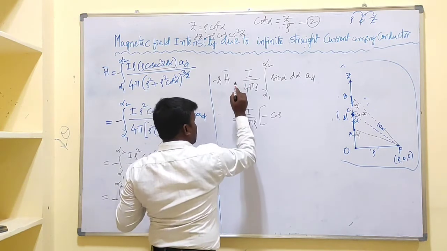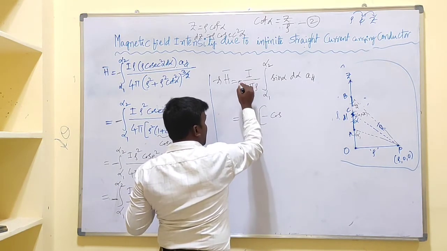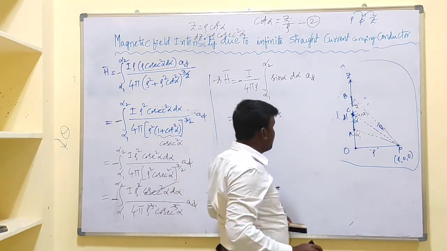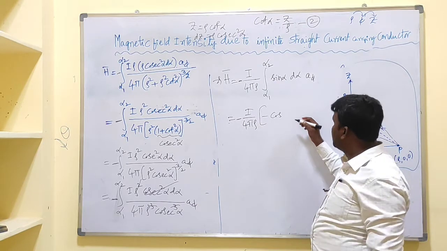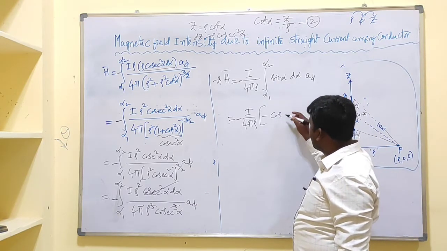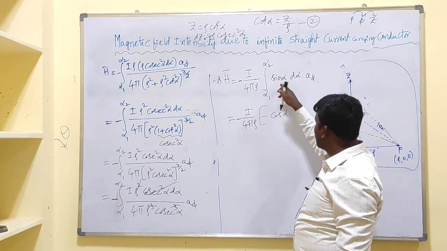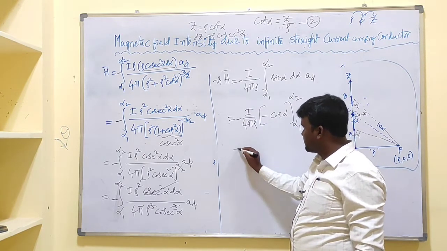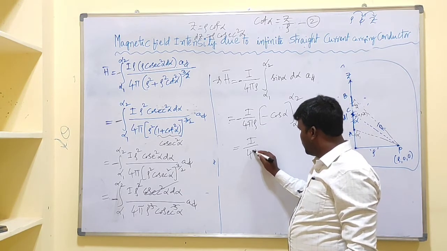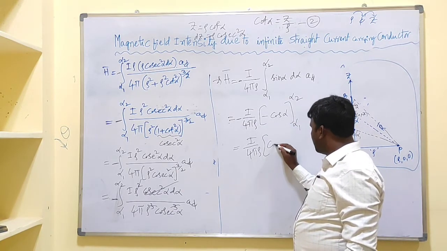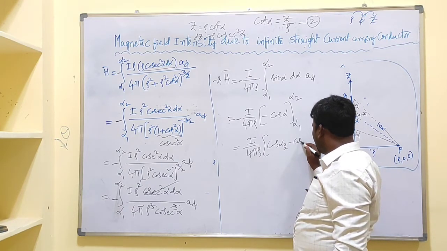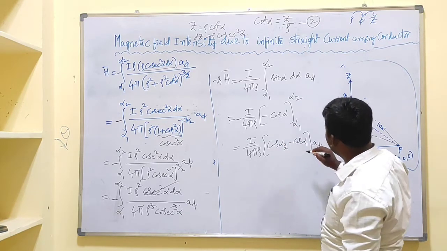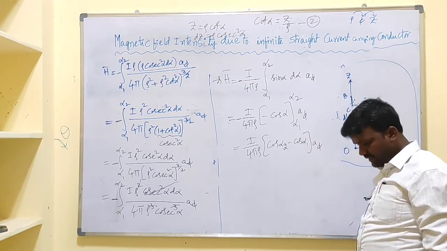Here also we have a negative sign, that is the integral of minus I by 4 pi rho, and the integral of sin alpha is minus cos alpha, with limits from alpha 1 to alpha 2. Minus into minus gives plus, so we get I by 4 pi rho. Let us substitute the limits: cos alpha 2 minus cos alpha 1, into a phi.